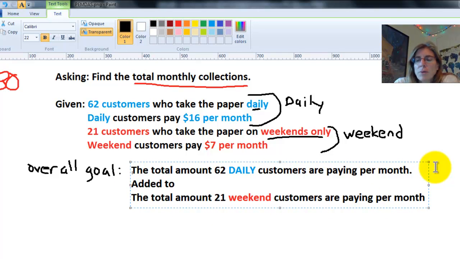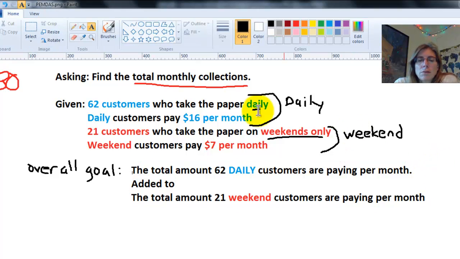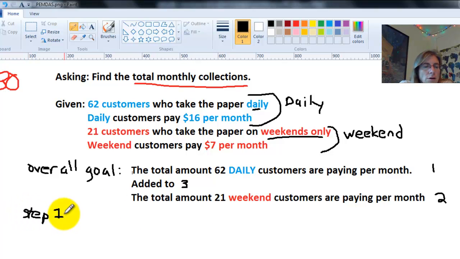So we've got a step 1. Well, let's change that to a brush. Step 1, step 2, and then we're going to add as step 3. Well, let's go for it. Step 1: find the total amount 62 daily customers are paying per month.